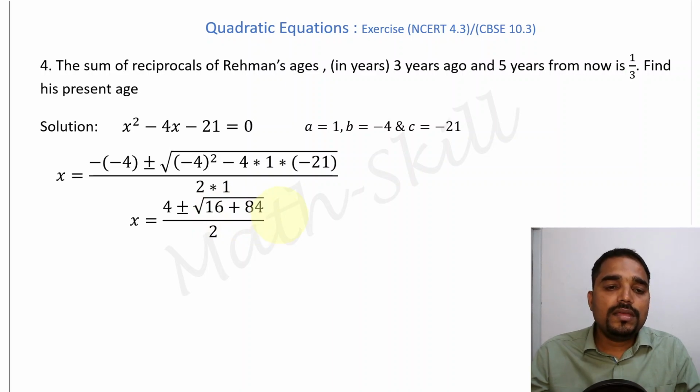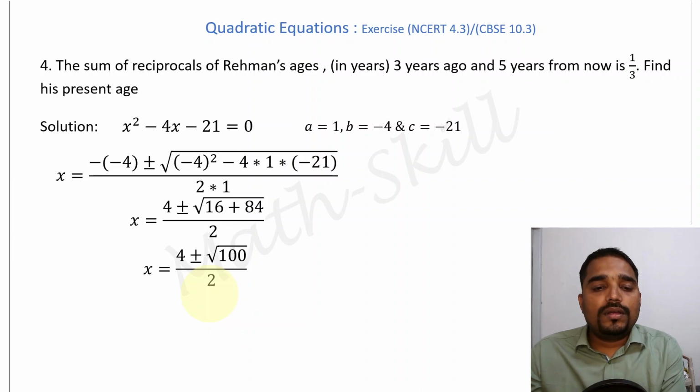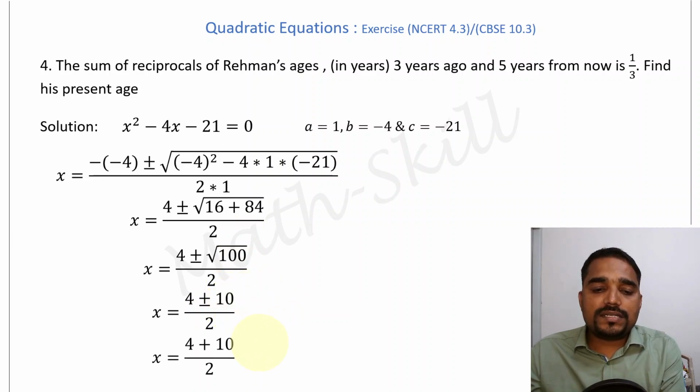So, the next step would be 4 plus or minus square root of 100 whole divided by 2. Square root of 100 is 10. That is, x is equal to 4 plus or minus 10 whole divided by 2. Since x can have two different values, since it's a quadratic equation, therefore x is equal to 4 plus 10 whole divided by 2 or 4 minus 10 whole divided by 2.